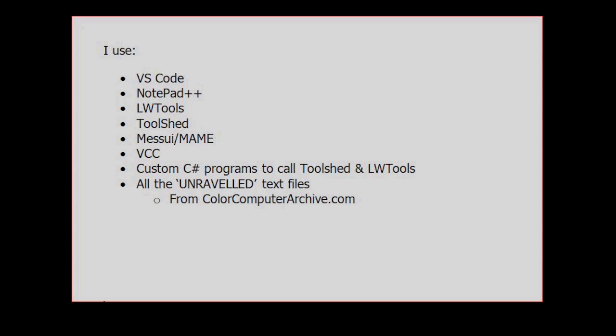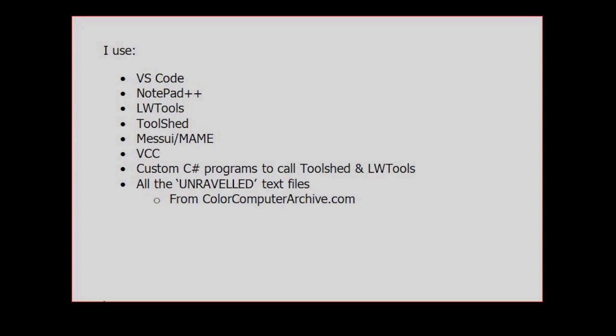I use some programs, and all the unraveled text files. If you don't know what the unraveled files are, they're disassembled versions of all the basics: Color BASIC, Extended BASIC, Disk BASIC, and Super Extended BASIC. They're complete listings with lots of notes in there. You need to get it and look, and it's very, very confusing, but you'll see what I'm talking about. It's everything you ever want to know about BASIC assembly language is in there.